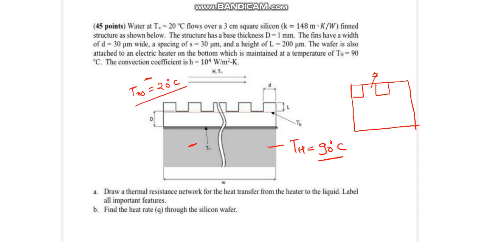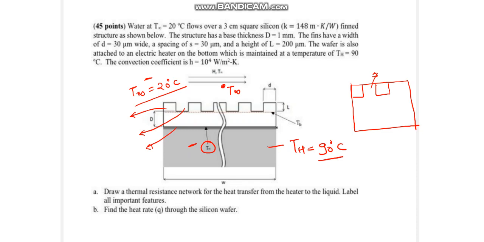To find out this heat transfer rate, we have to draw the thermal resistance network and calculate the thermal resistance offered by these fin surfaces, the thermal resistance offered by the unfinned surfaces, and the thermal resistance offered by this conduction plate or the base plate. By knowing all these thermal resistances we can draw the thermal resistance network, and by knowing the temperature difference between these 2 points we can find out the heat transfer rate.